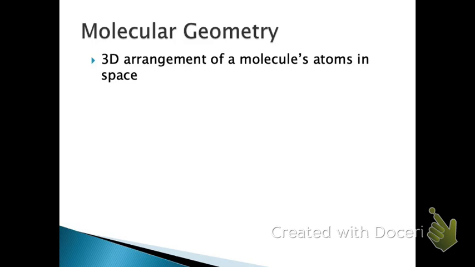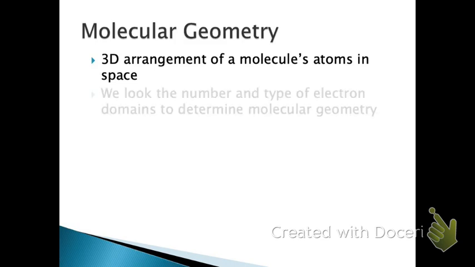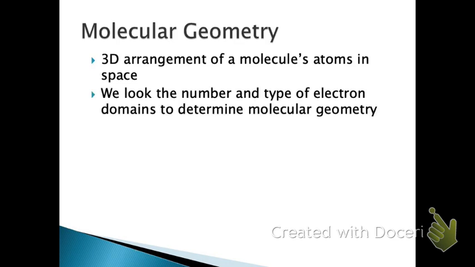So when we look at an object's three-dimensional arrangement or three-dimensional shape, we're going to be able to look at the shape based on that atom's electrons. Okay? We're going to look to the number and to the type of electron domains to figure out what its molecular geometry is. And so domains is a new term for us. Electron domains is a new term. Okay?